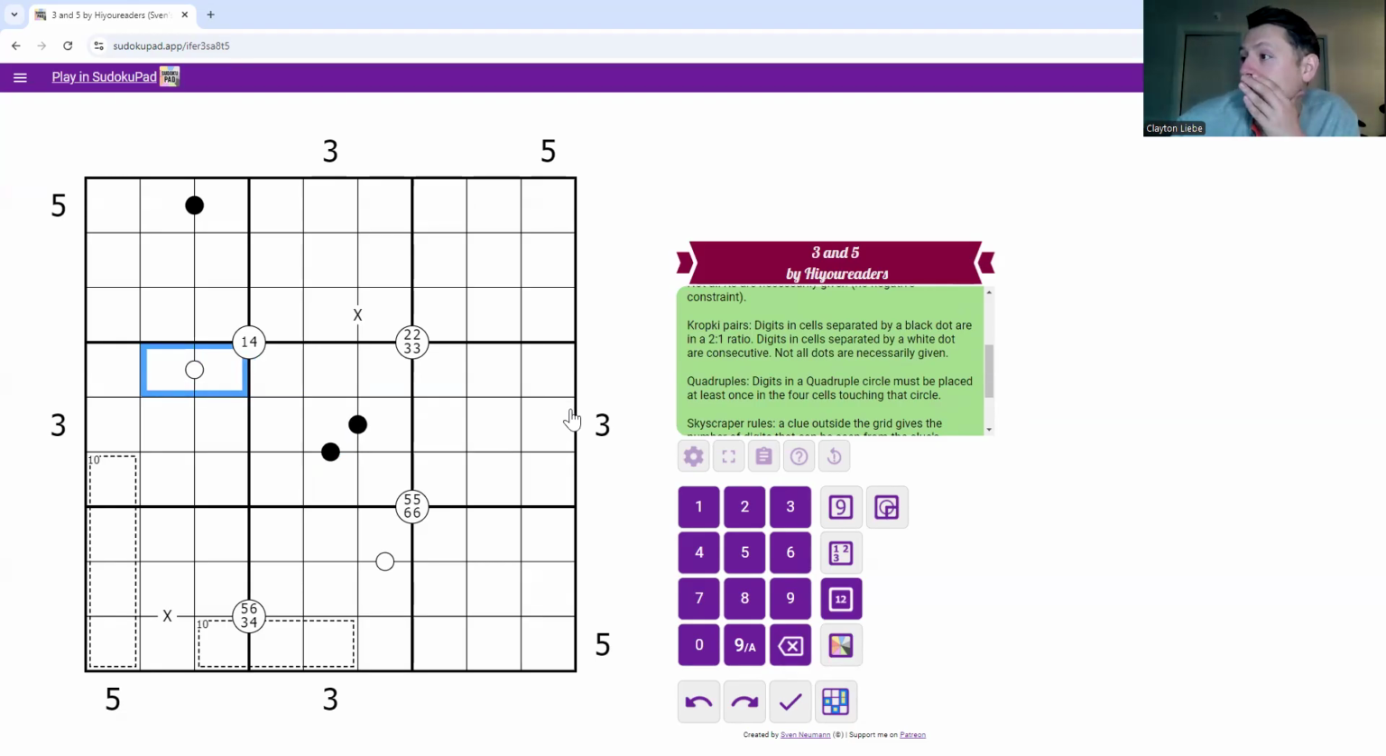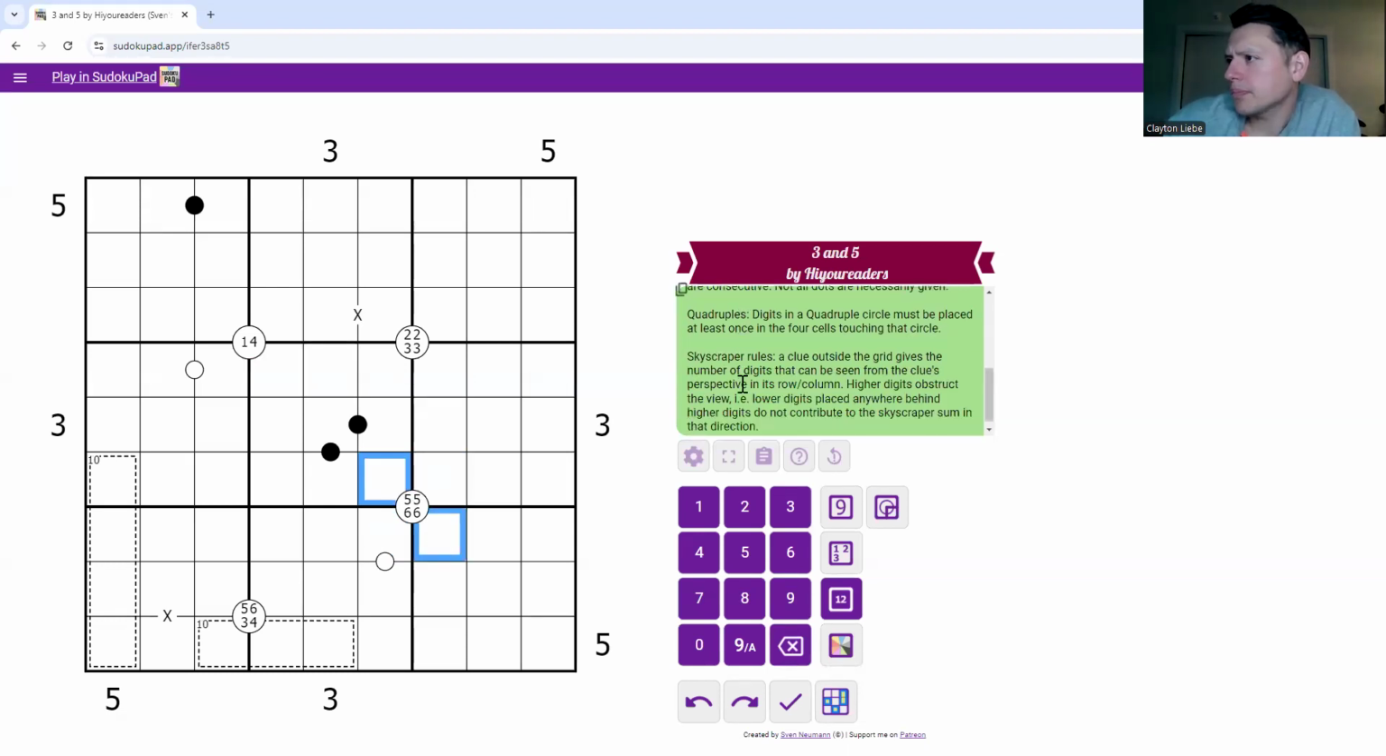Excuse me. Sorry, we have quadruples. So digits in a quadruple circle must be placed in at least one of the 4 cells surrounding that. So here we'll see we have alternating. We'll have a 2, 2, and a 3, 3. Same here, a 5, 5, a 6, 6 in some order.